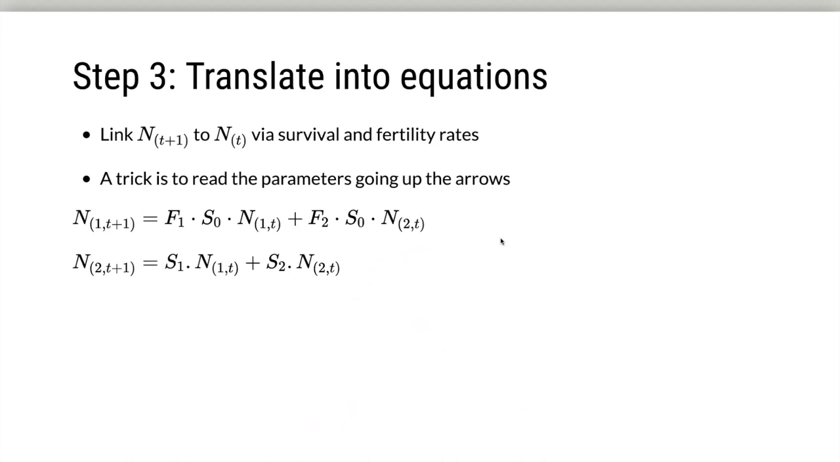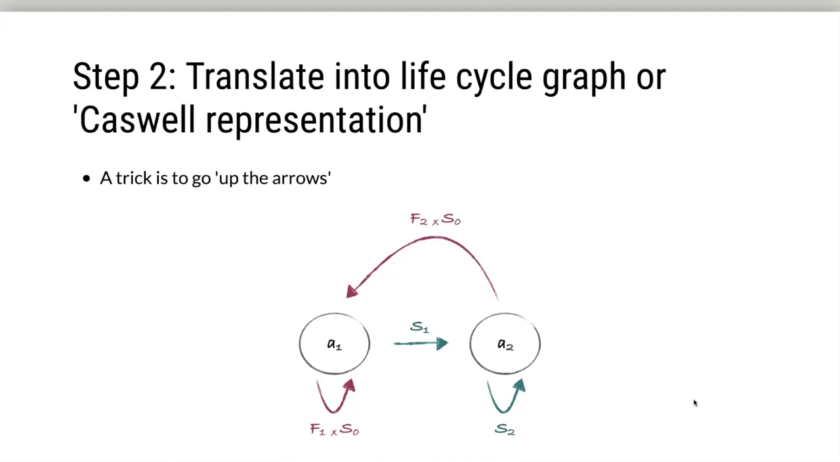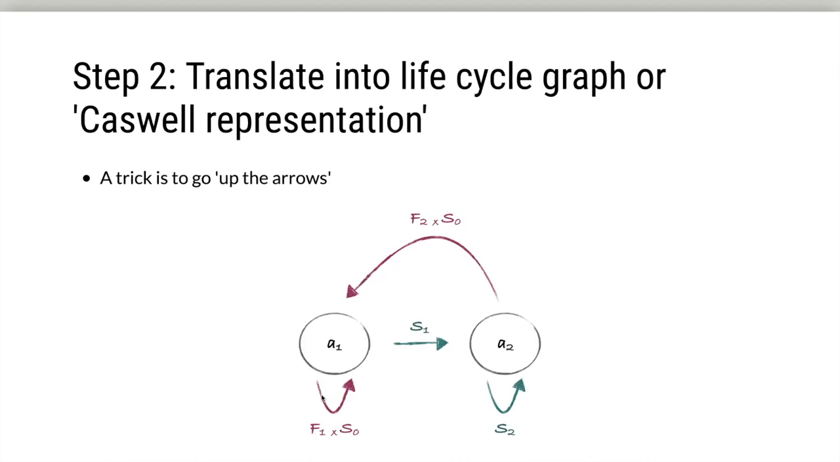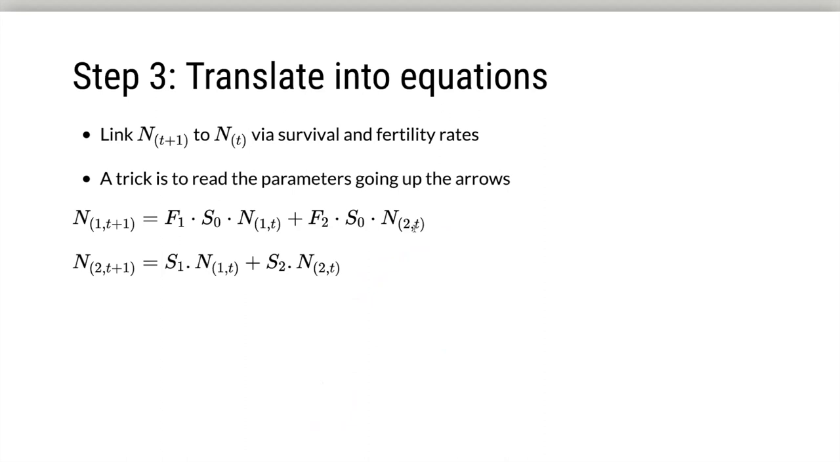So if you know these parameters, you can translate this life cycle graph, also called a Caswell representation, into equations. Here we have two age classes, so we're going to have two equations. The number of A1 at time t plus 1 is going to be the new individuals produced by the juveniles A1 last year, so F1 times S0 times N1, that's this arrow, plus the new individuals produced by the adults A2 last year, F2 times S0 times N2, and that's this arrow.